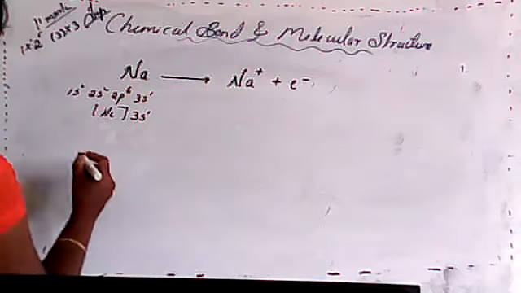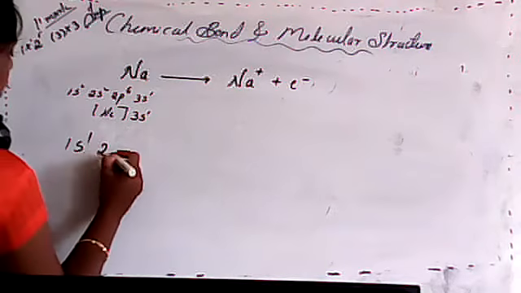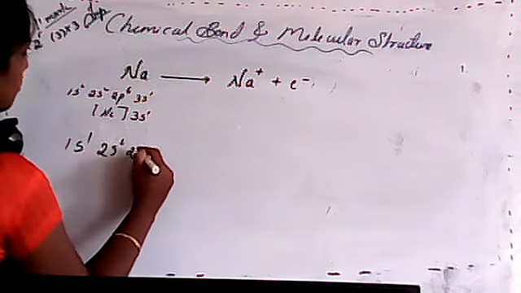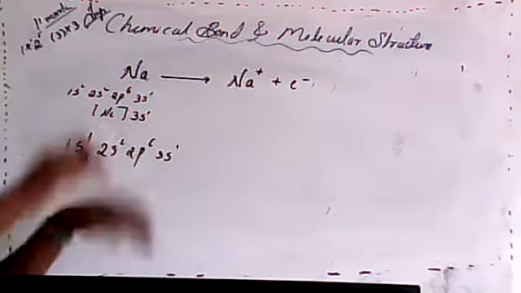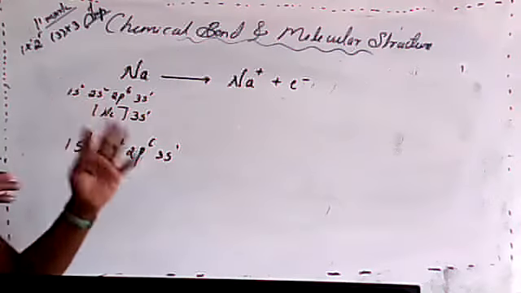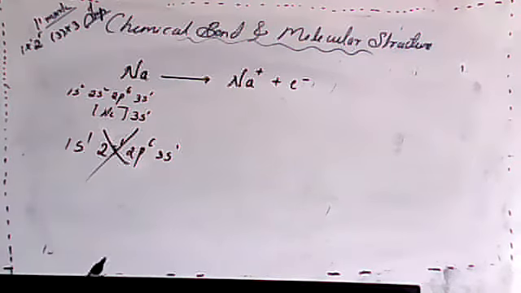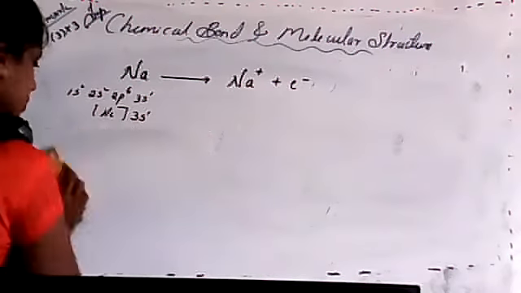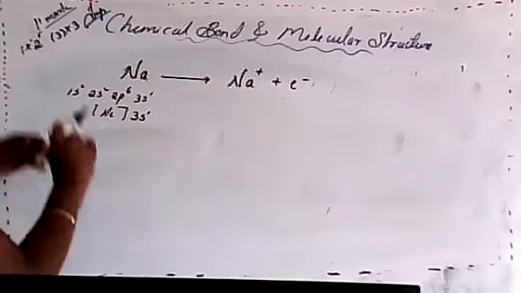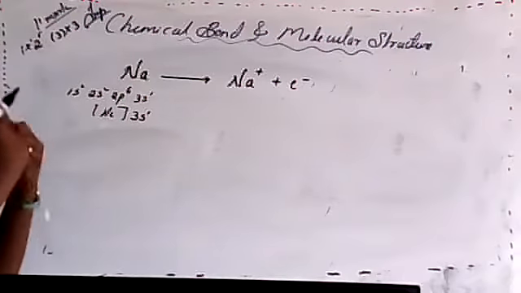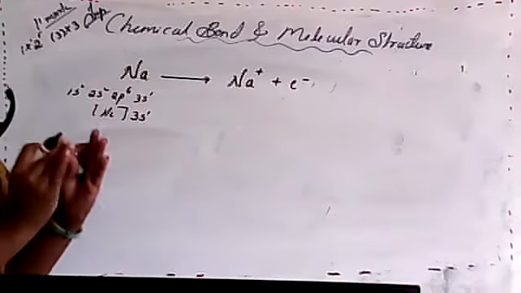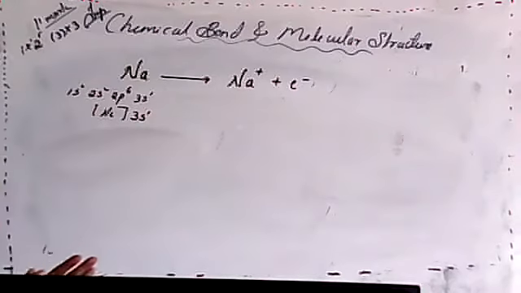Again, some students will write like this: 1s1, 2s2, 2p6, 3s1. I want to remove the electron which is in the first shell. So all these things are incorrect, because an atom can lose an electron only if it is in the outermost shell.